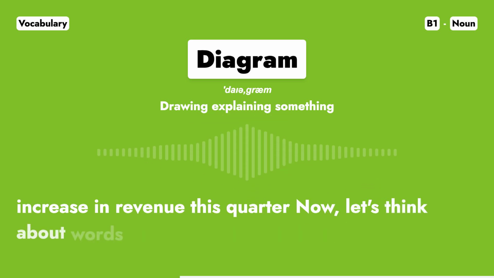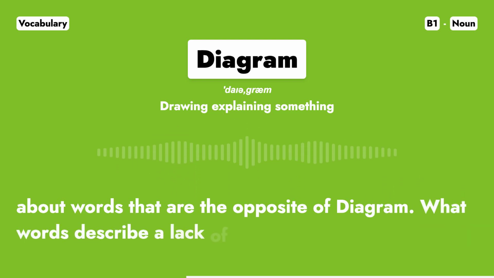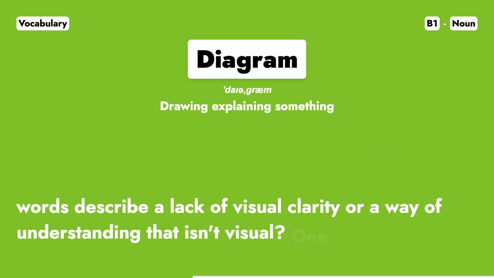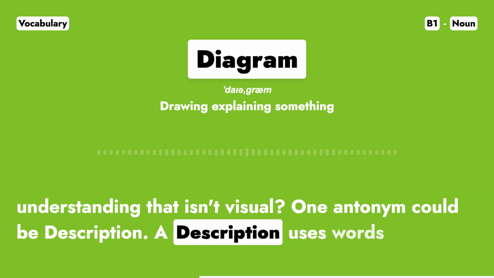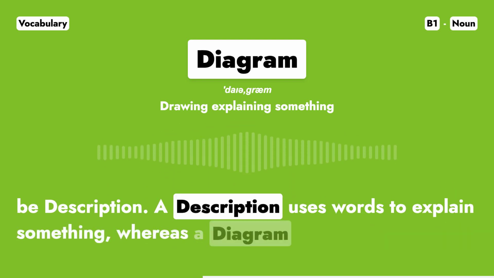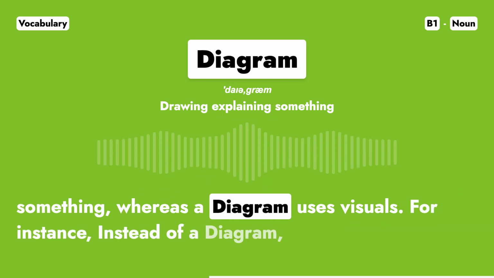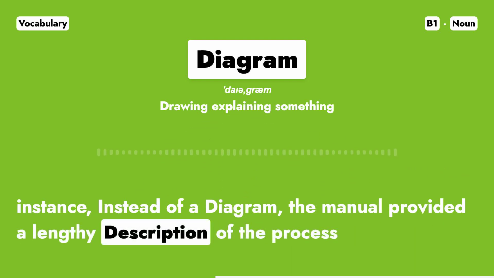Now, let's think about words that are the opposite of diagram. What words describe a lack of visual clarity or a way of understanding that isn't visual? One antonym could be description. A description uses words to explain something, whereas a diagram uses visuals. For instance, instead of a diagram, the manual provided a lengthy description of the process.